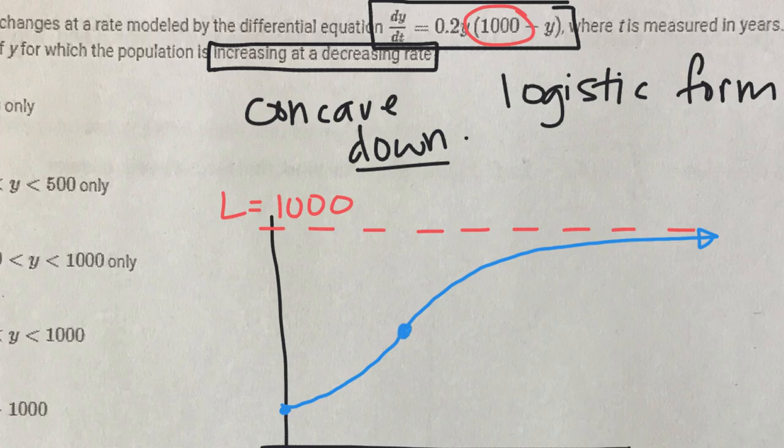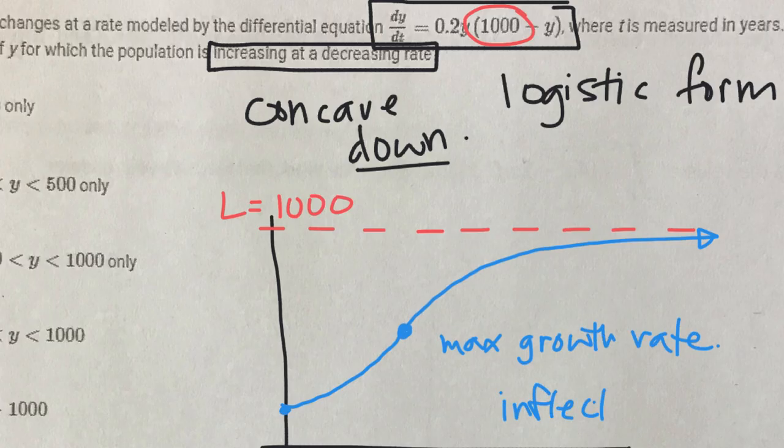And this point here is the maximum growth rate, also known as the inflection point. It is always at half of L. So in other words, this one occurs at 500.